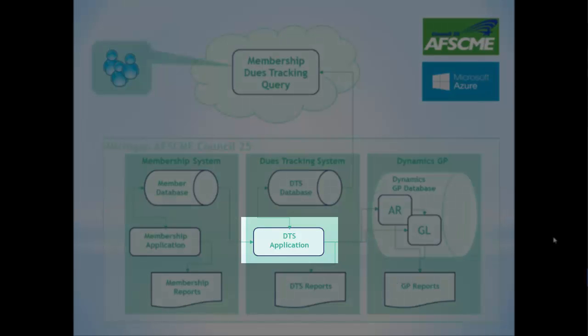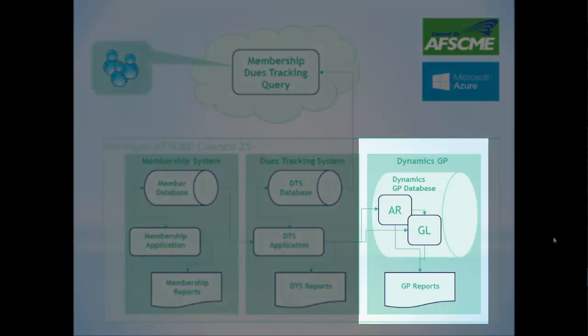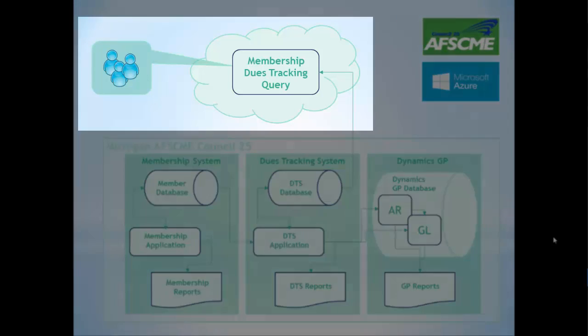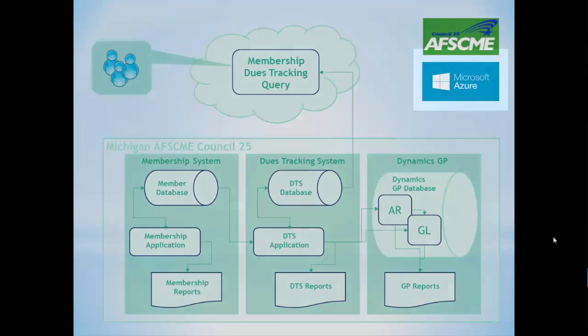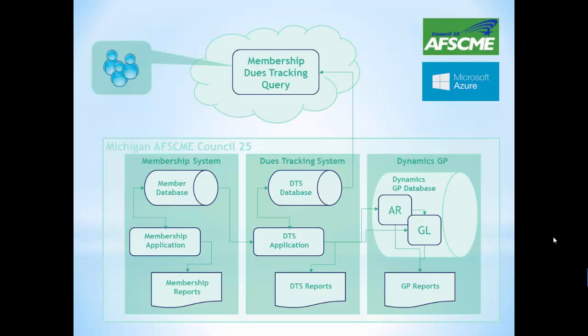The main component of the dues tracking system resides within Council 25's local area network. It is tightly integrated with Dynamics GP and enables the posting of membership dues receivable and the related check remittances from various sources including employees, chapters, and individual members. The dues tracking system includes a cloud component that resides on a secured server in the cloud managed and powered by Microsoft Azure, a cloud-based platform as a service for businesses.